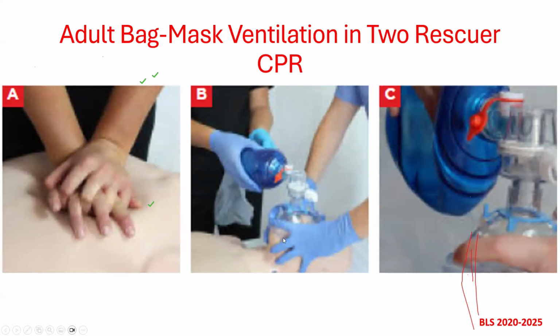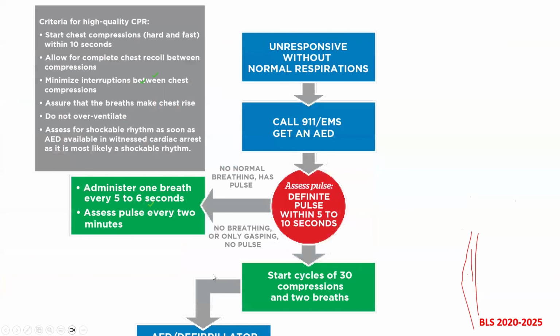Chest compressions. This is called the C, finger C, to seal the mask. Then the second rescuer gives the full breath over 1 second, looking at the chest wall rise.